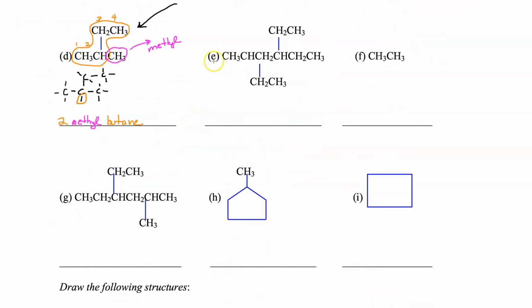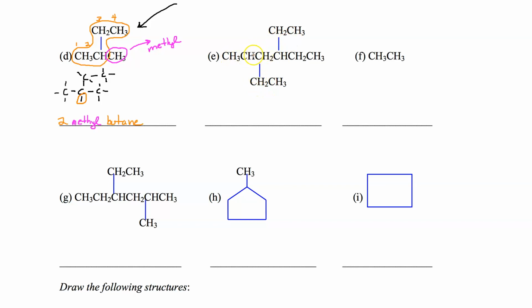Okay, so on to letter E. Again, longest continuous chain. 1, 2, 3, 4, 5, 6. Doesn't really matter. 1, 2, 3, 4, 5.